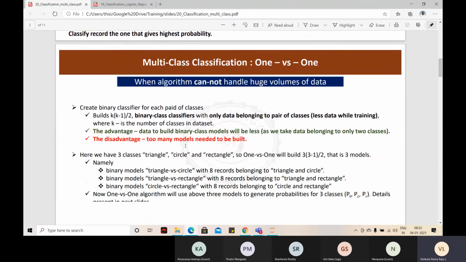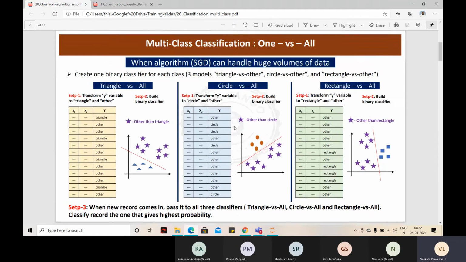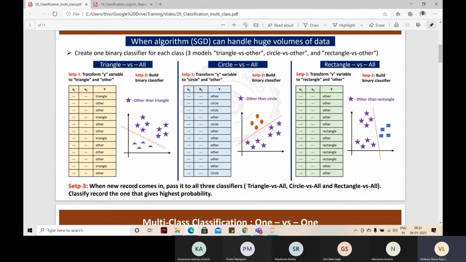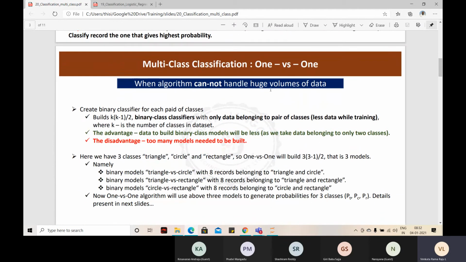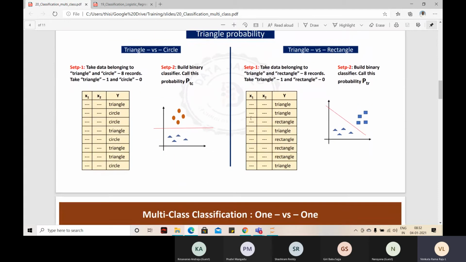Okay, let me move on. So 1 versus 1. 1 versus all algorithm we have seen. When a new record comes in, it passes the record to all the classifiers and finds out the probabilities or the decision scores, and it decides. And 1 versus 1 algorithm works like this.